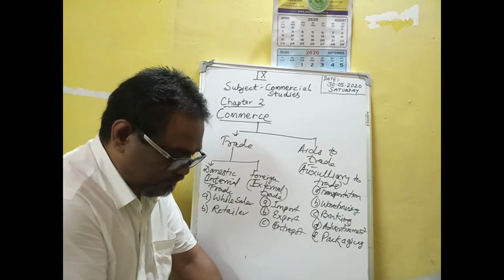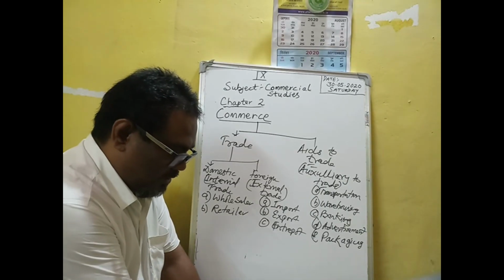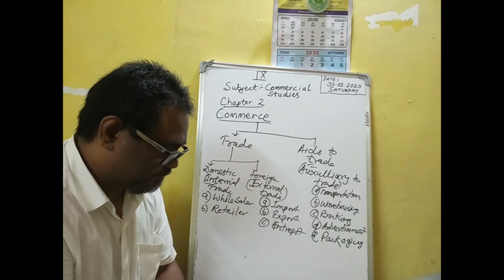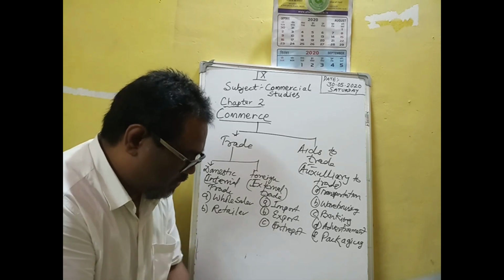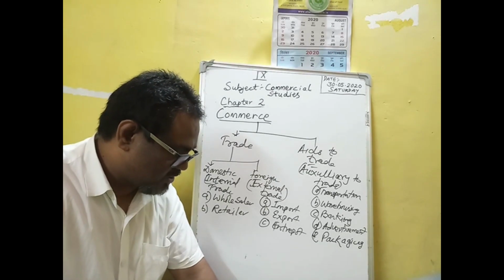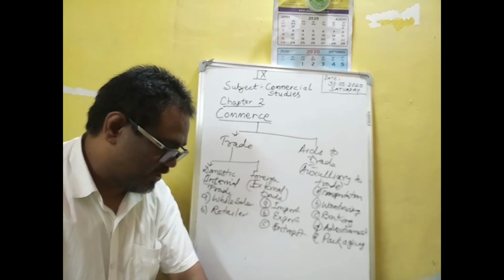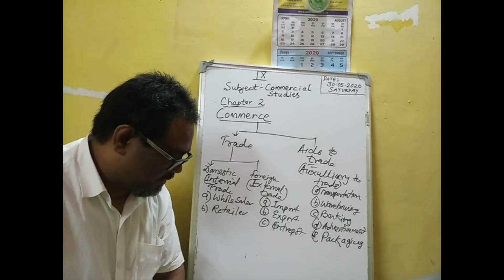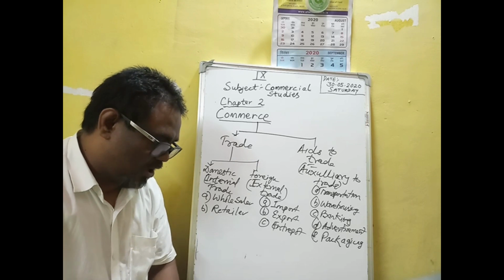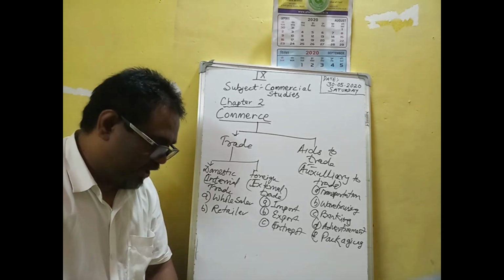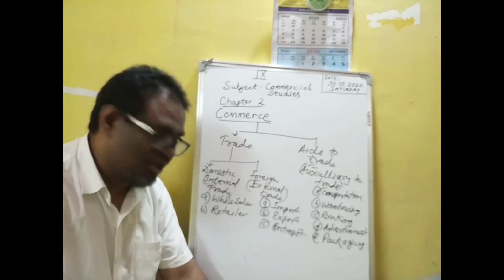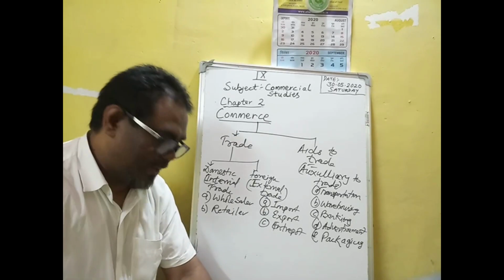So here we have the different types of aids to trade. As per the syllabus, we have completed the features of business types, industry and commerce, the classification of industry into primary, secondary, and tertiary sectors. We have also completed the whole classification of commerce into trade: wholesale trade, retail trade, and foreign trade. Then transportation, which helps to carry goods and passengers from one place to another.